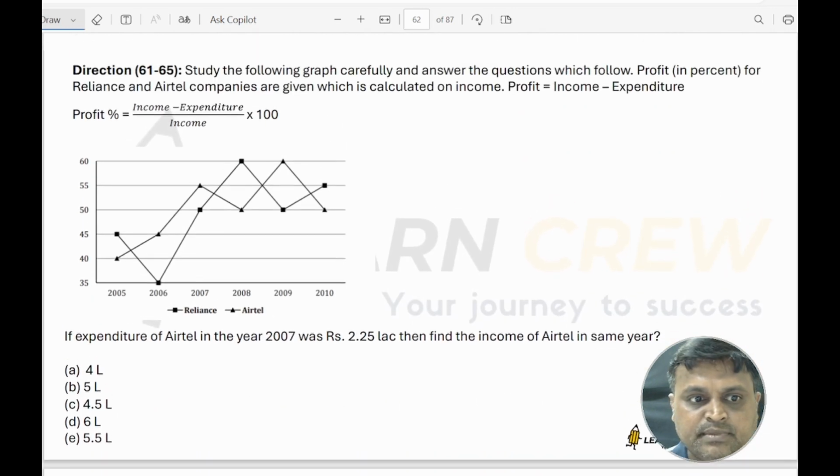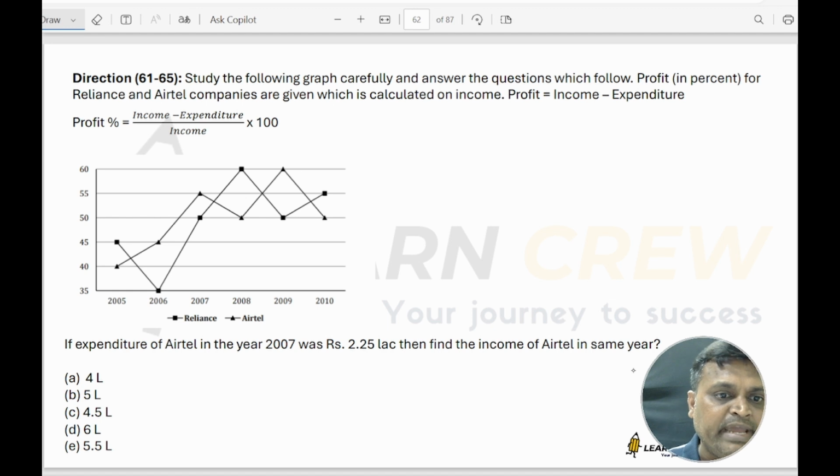Next question. Profit is equal to income minus expenditure. One company is Reliance, the other is Airtel. Now, if the expenditure of Airtel in the year 2007 was 2.25 lakh, then find the income of Airtel in the same year.